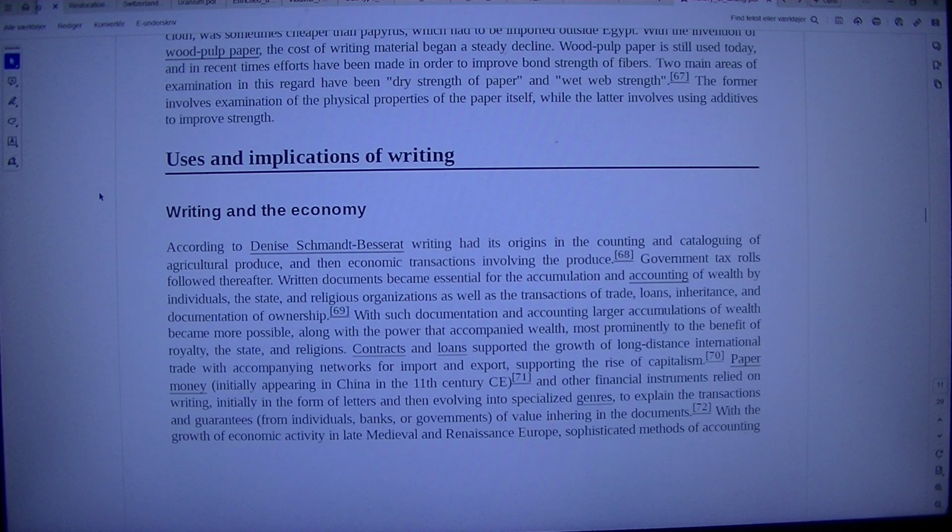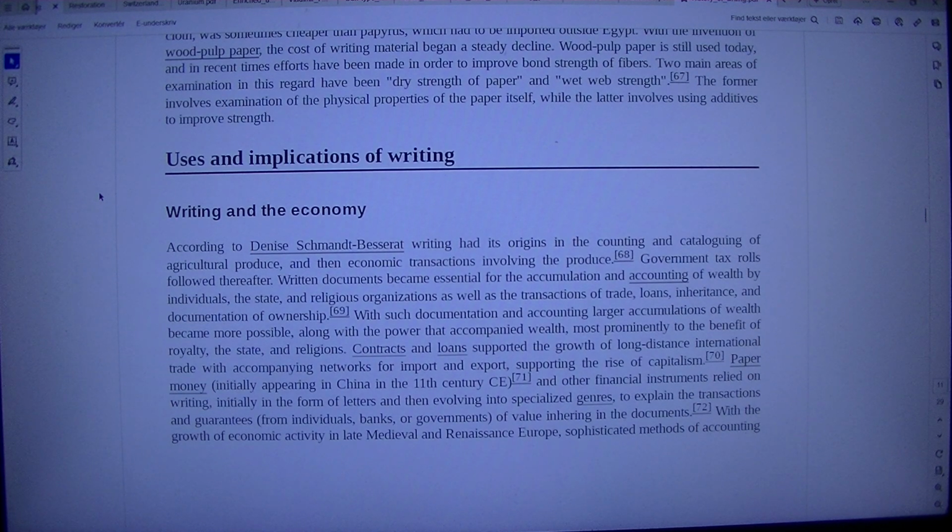With such documentation and accounting, larger accumulations of wealth became more possible, along with the power that accompanied wealth, most prominently to the benefit of royalty, the state, and religions. Contracts and loans supported the growth of long-distance international trade with accompanying networks for import and export, supporting the rise of capitalism. Paper money, initially appearing in China in the 11th century CE, and other financial instruments relied on writing, initially in the form of letters and then evolving into specialized genres, to explain the transactions and guarantees, from individuals, banks, or governments, of value inhering in the documents.